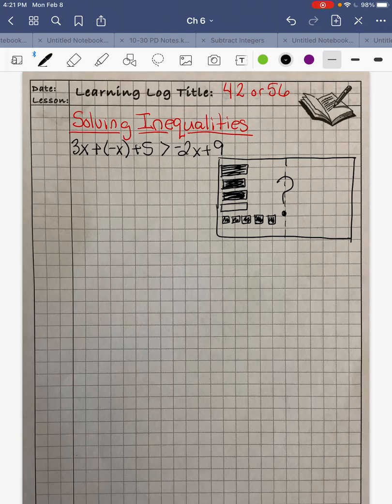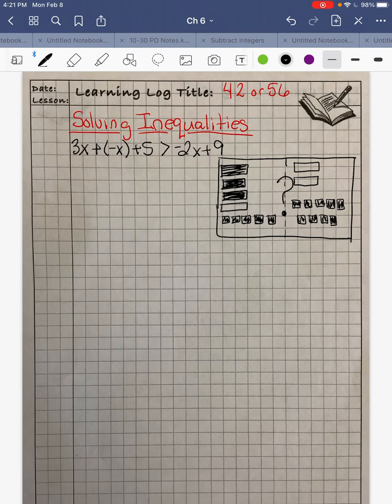Okay, on the other side of the mat, I have 2 negative x's. So I'm going to draw those, 1, 2. Again, the clear means they are negative. And then I have 9 units. So I'm going to group those up and draw 5 and then 4, so I know that there are 9. And again, those are positive, so I'm going to shade them in. Okay, so there is my inequality on the expression mat.